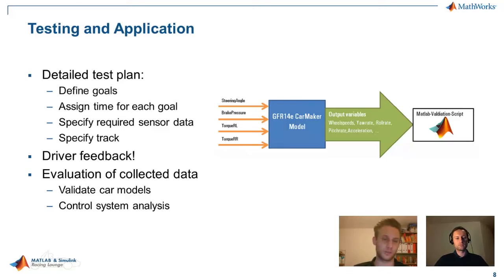Before each test day, we define certain goals for this day. We specify which sensor data we will need for post-processing, and we also assign the time for each goal which we want to achieve. And for sure, we specify tracks and maneuvers. For example, for torque vectoring we define certain tracks, and we also define certain tracks for the traction control, like the acceleration event. Okay, just out of curiosity, for the acceleration, do you actually use the torque vectoring there?